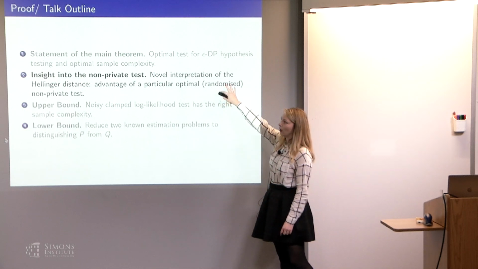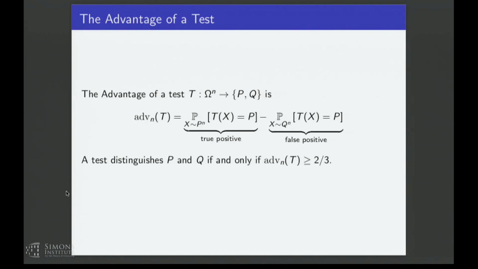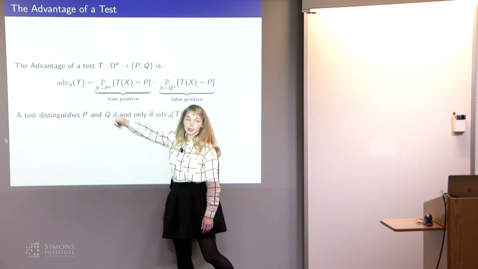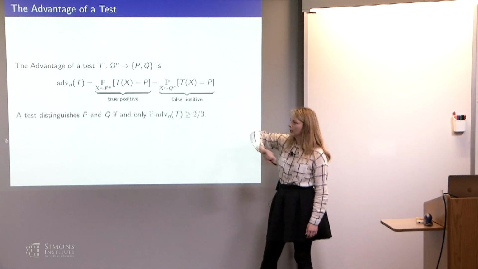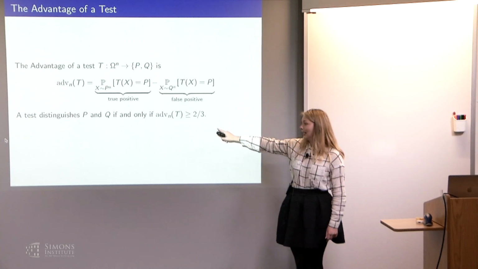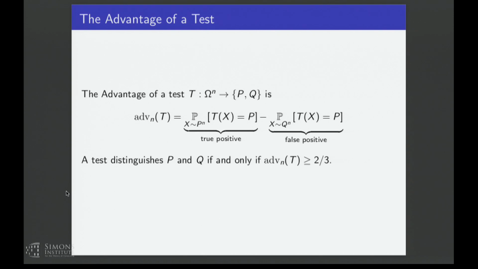Okay, so let's move on to looking at the non-private test. We're going to need this notion of an advantage of a test. So take some test that takes in a database and outputs a decision, P or Q. Its advantage is defined as the probability of a true positive minus the probability of a false positive. So the probability that given a sample from P, it does output P, minus the probability that given a sample from Q, it accidentally outputs P. And a test distinguishes between P and Q if and only if its advantage is bigger than 2/3. So the 2 conditions I had before can just be replaced with this one condition, that this term is bigger than 2/3.